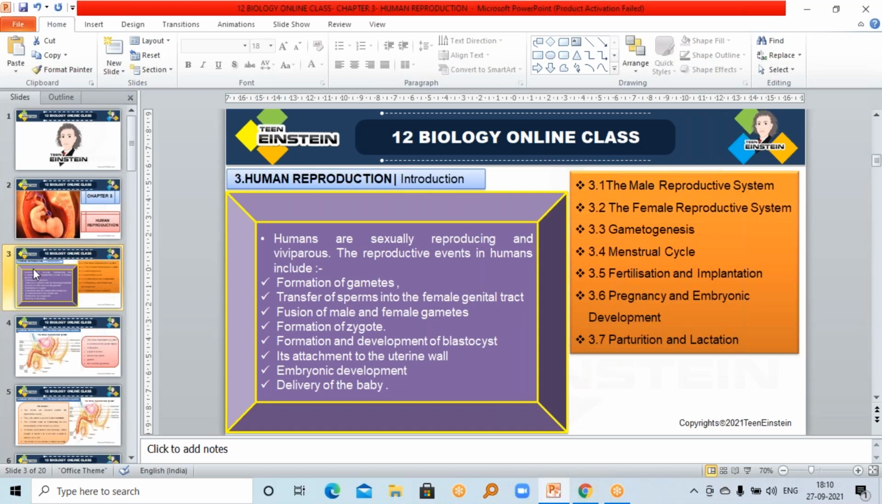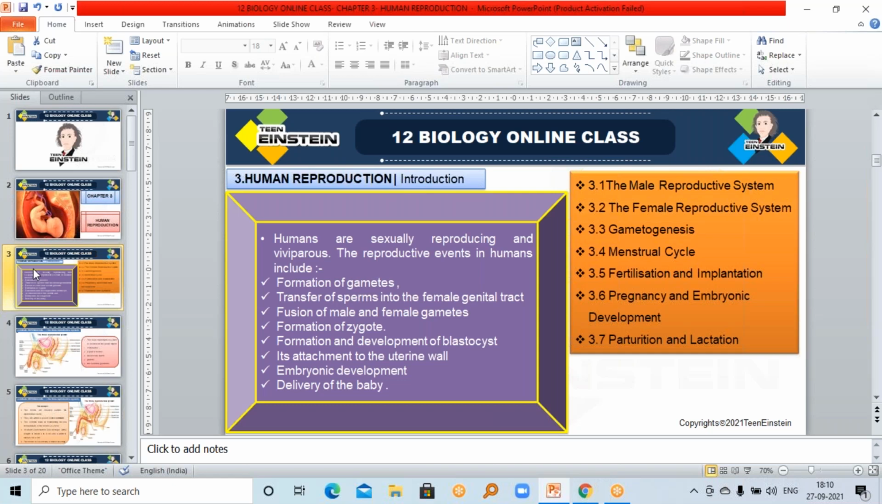The gametes are produced in the gonads, and with the help of the accessory sex glands, the movement of the gametes takes place. Then, with the help of the supporting structures, the delivery of these gametes takes place. In male, the supporting structure is the penis, and in female, it is the vagina. So these two help in the delivery of gametes, right? And the growth of the embryo occurs in the uterus.